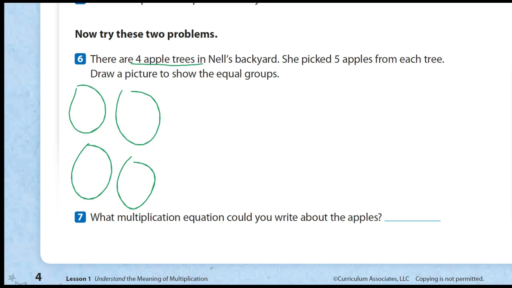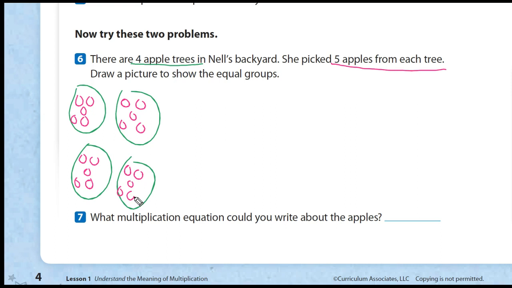1, 2, 3, 4. How many apples does she take from each tree? 5. 1, 2, 3, 4, 5.